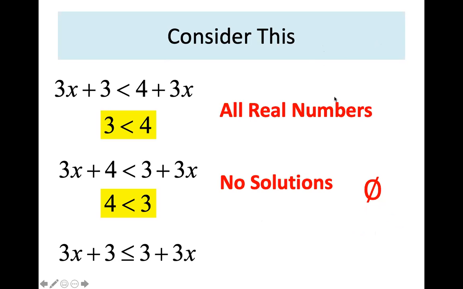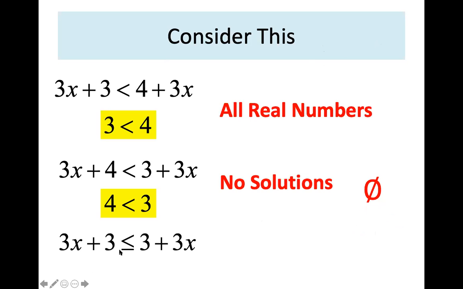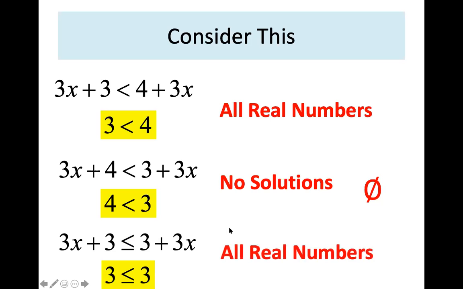Okay, so maybe do one of these. All right, let's see. What we have to do here, we have to subtract 3x from both sides, and we would be left with that. And wait a minute, that's a true statement. 3 is not less than 3, but 3 is equal to 3. So here's another all real numbers one. So these are the 3 possibilities that can occur.